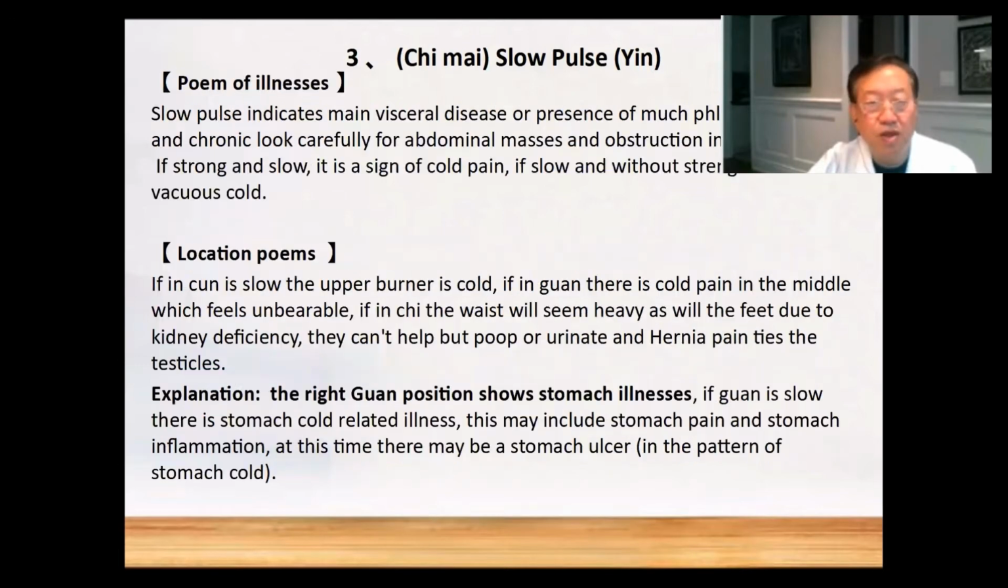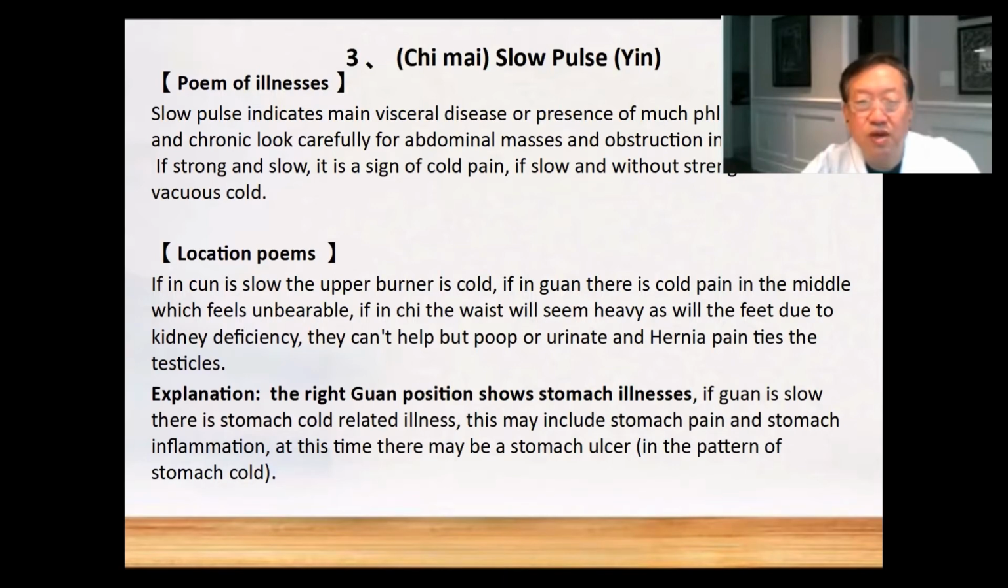Poem of illnesses. Slow pulse indicates main visceral disease or presence of much phlegm. If deep and chronic, look carefully for abdominal masses and obstruction in the intestines. If strong and slow, it is a sign of cold pain. If slow and without strength, there is vacuous cold.